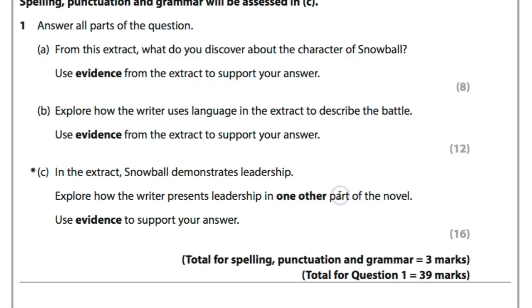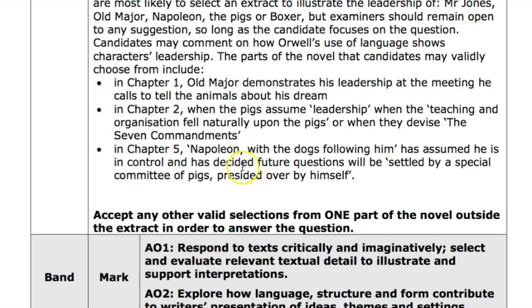One of the biggest complaints apparently on this exam last year from the examiners was that a lot of students chose to answer from the whole book rather than just one other part of the novel. And part can mean chapter, it can mean paragraph, it can be a series of paragraphs, but only one part. They're not looking for your knowledge of the whole novel overall. So let's go and have a look at the marking criteria for this one.